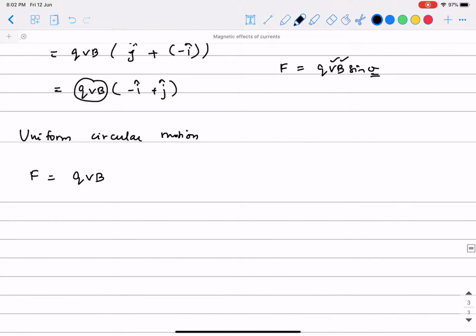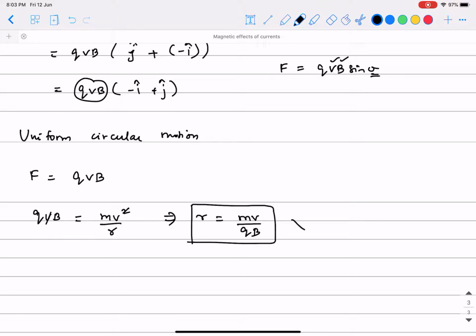So qvB is the magnetic force that is experienced by the particle, but this magnetic force is going to provide the necessary centripetal force for the particle to be in uniform circular motion, mv squared by r. So v and v will get cancelled, and r will be equal to mv divided by qB. This is a very, very important formula that is to be remembered. There are many problems asked on this. So the radius of the circular path in which the particle is going to rotate is m into v divided by q into B.